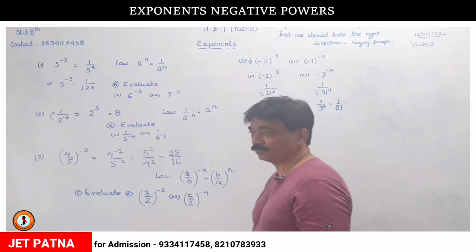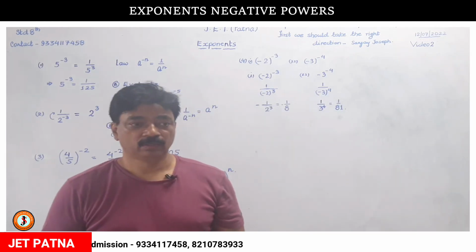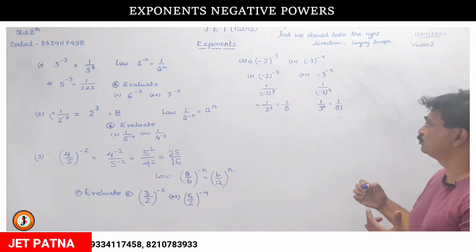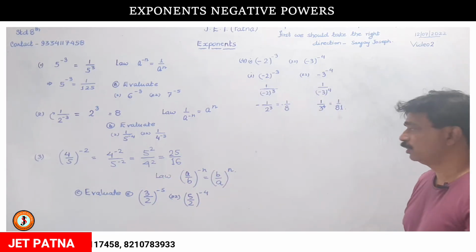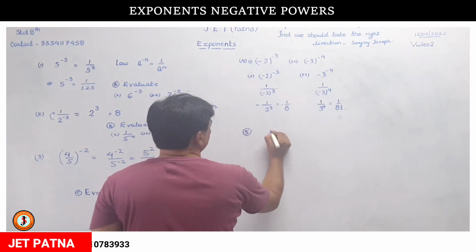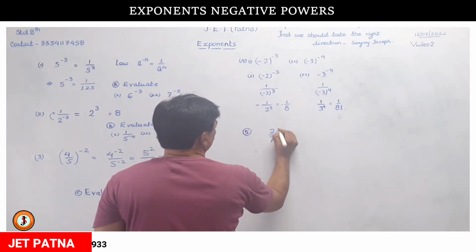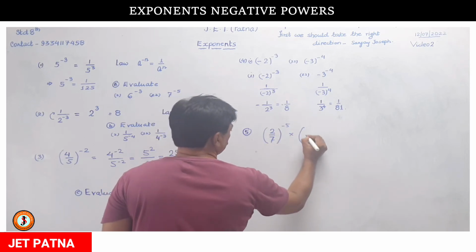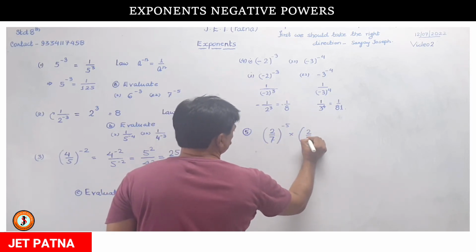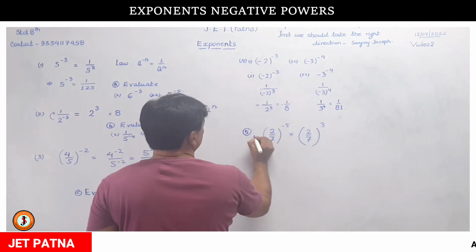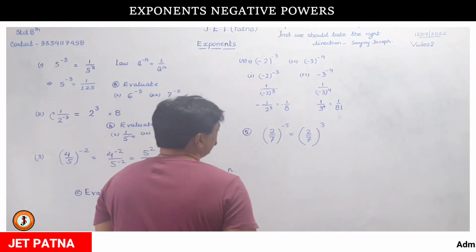So this is how you have to go, children, in this chapter. The chapter does not have too much to offer, only basic laws. If you know them, you will be able to do the chapter. Now what will happen? Let us see question number 5. They can give you fractions, a combination of negative and positive exponents. Suppose you have to evaluate this. So what will happen? Let us have a look.